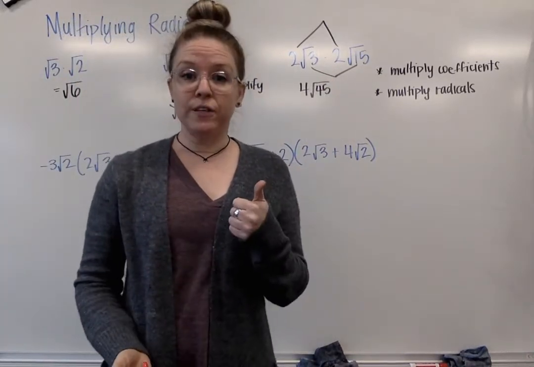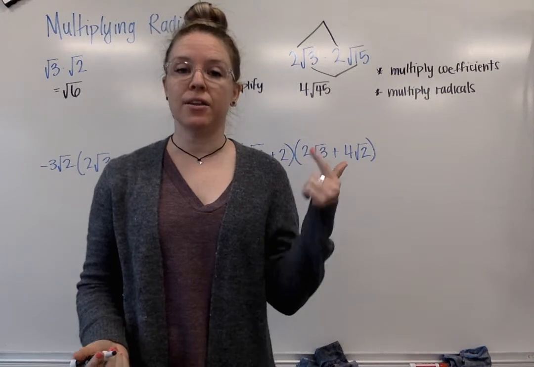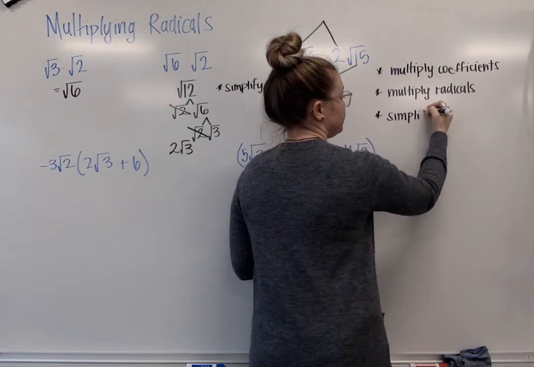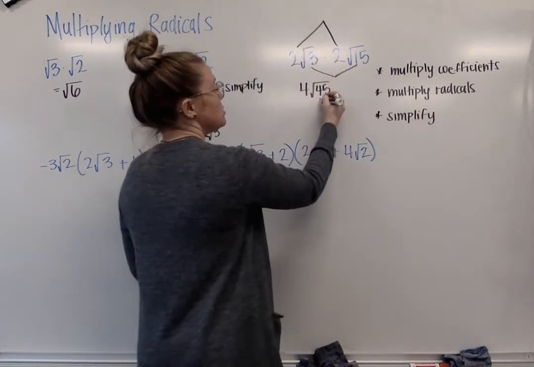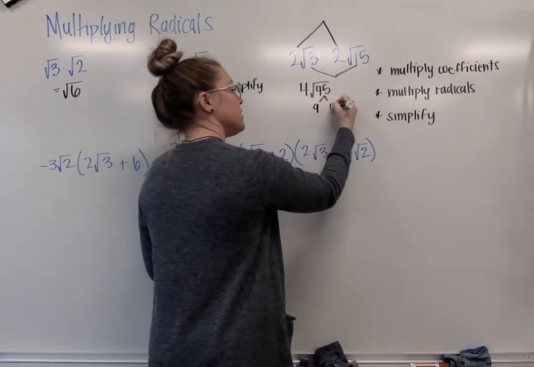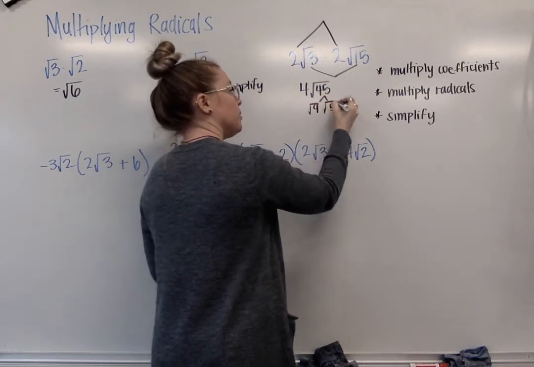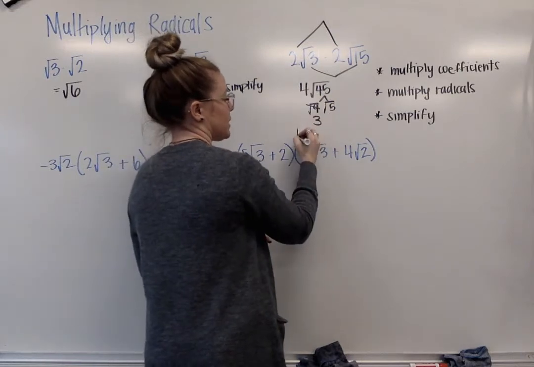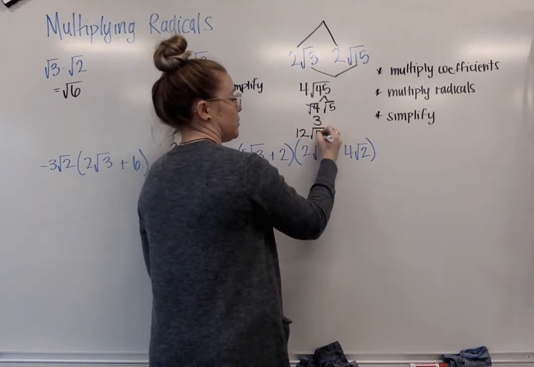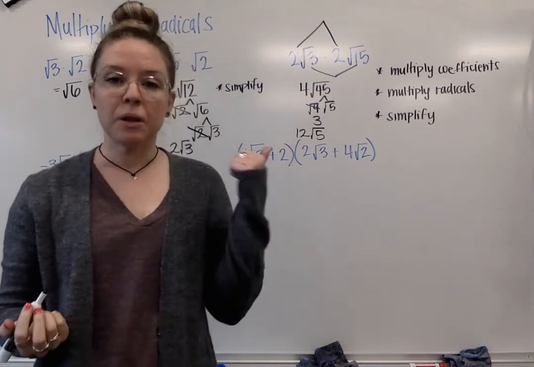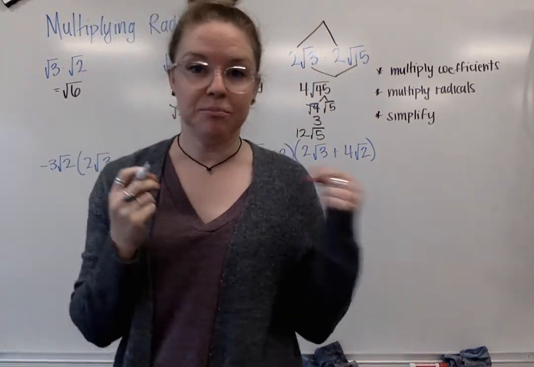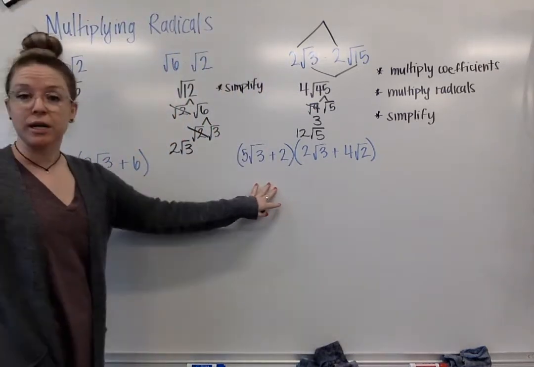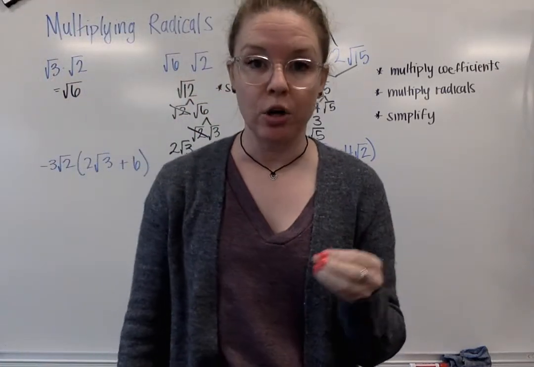So I multiply the coefficients together, I multiply the radicals together, and then my last step, I want to make sure I go in and simplify. Okay, so factors of 45, I'm going to do 9 and 5, square root both. The square root of 9 is 3. So 3 times 4 is 12, and I'm left with the square root of 5. Multiplied my radicals together, and I simplified my expression. Done.